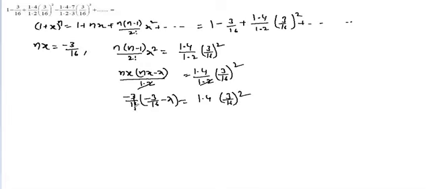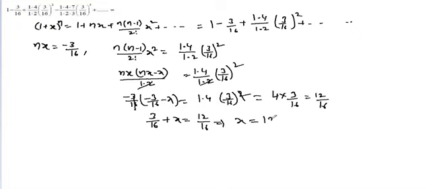So 1, 3 by 16, 3 by 16, 1 cancel, that is equal to 1 into 4 by 3 by 16, that is equal to 12 by 16. So that is minus into minus plus, that is 3 by 16 plus x is equal to 12 by 16. So now x is equal to 12 minus 3 by 16, that is equal to 9 by 16. So the value of x is 12 minus 3, that is 9 by 16.